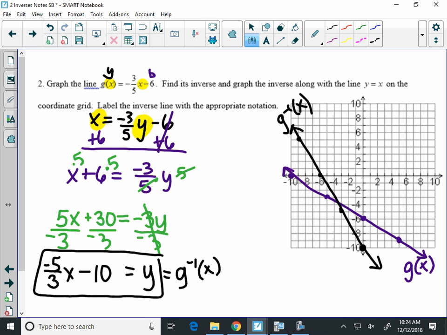Now it says to finish here, you need to graph the line y equals x. Remember, y equals x starts at the origin, and it has a slope of 1. So it is this line right here that just goes from corner to corner. And you should be able to see that those two lines, g and g inverse, reflect over the pink line, y equals x.